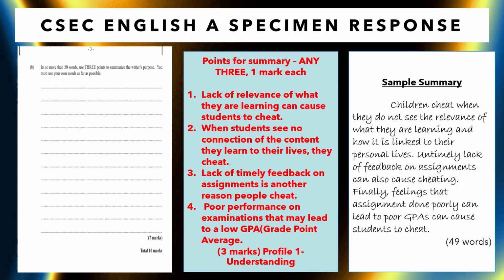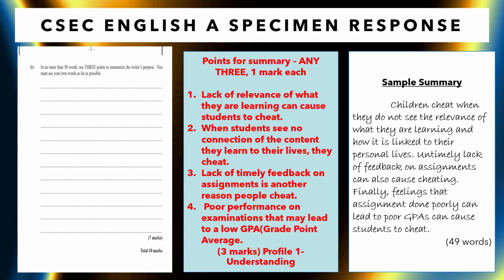And the points for summary, they say any 3 points, 1 mark each. 1, lack of relevance of what they are learning can cause students to cheat. Number 2, when students see no connection of the content they learn to their lives, they cheat. Thirdly, lack of timely feedback on assignments is another reason people cheat. And number 4, poor performance in examination that may lead to a low GPA, grade point average, causes persons to cheat.